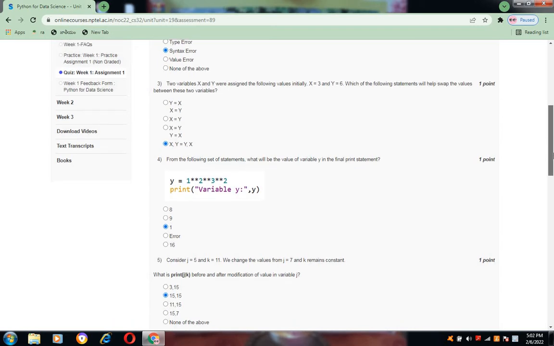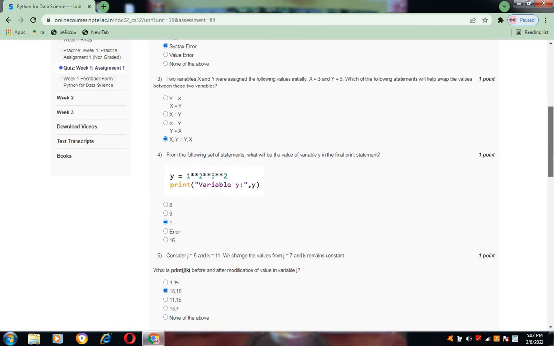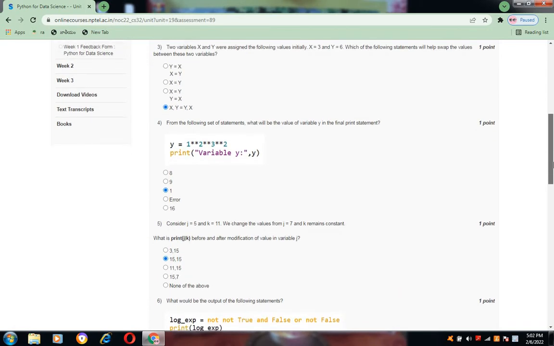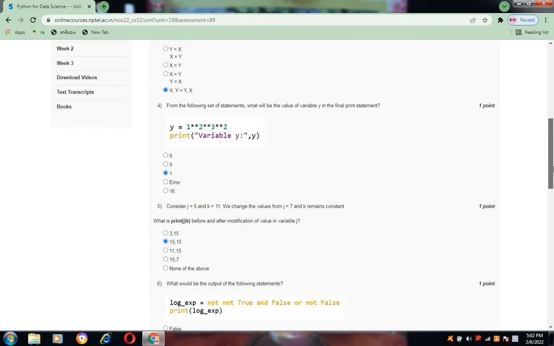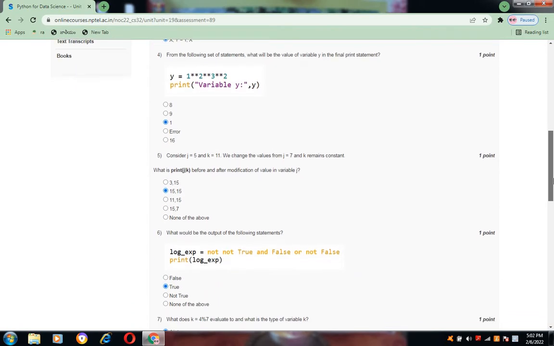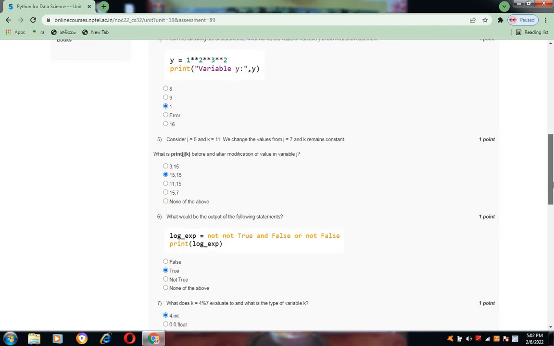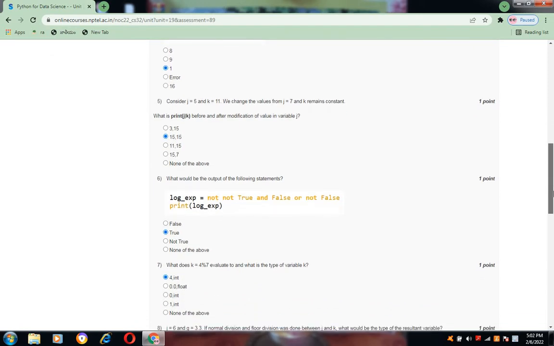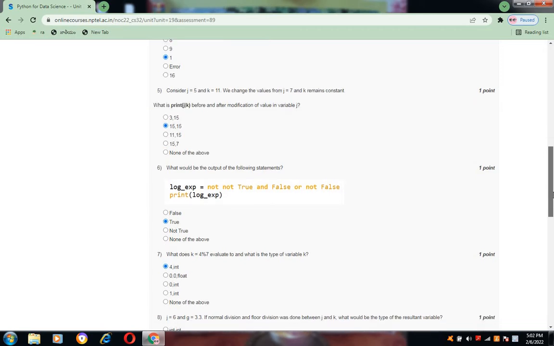From the following set of statements, what will be the value of variable y in the final print statement? For this, the answer is 1, that is option C. And now coming to the fifth one, the answer is 15, 15. And now coming to the sixth one, the output of the following statements is true, that is option B.